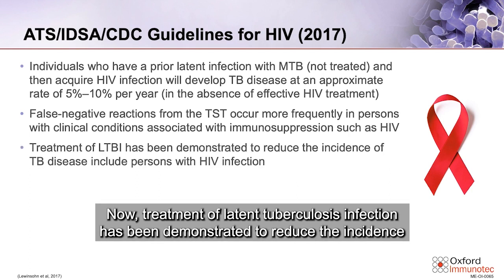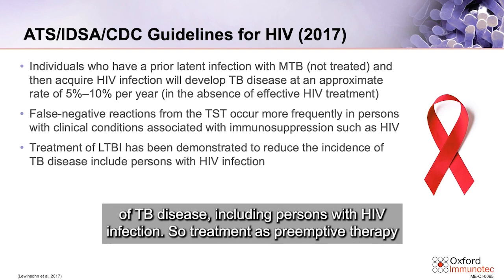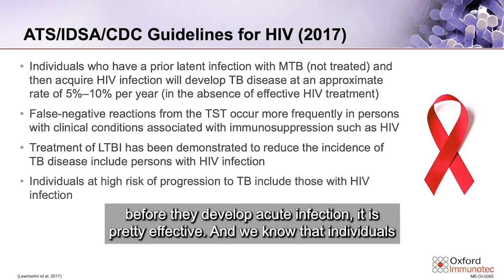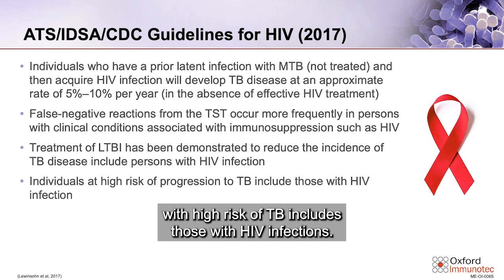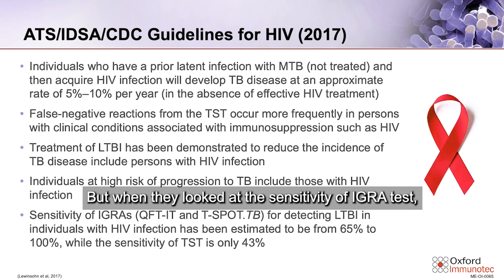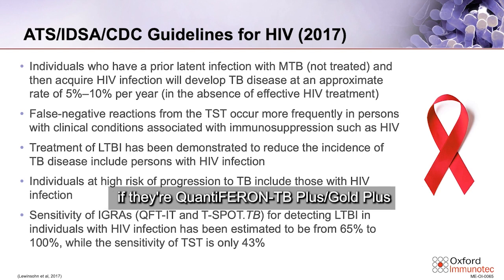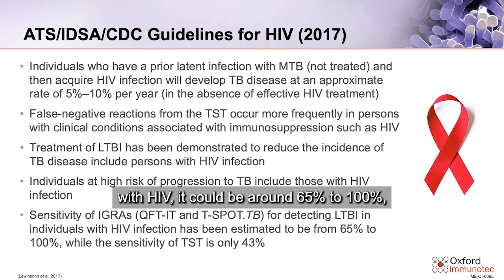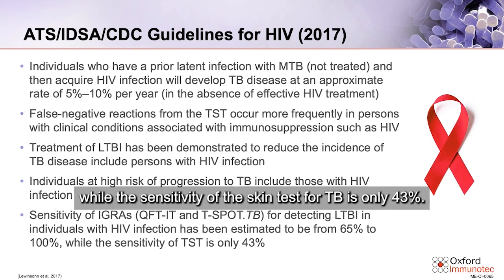Now, treatment of latent tuberculosis infection has been demonstrated to reduce the incidence of TB disease, including in persons with HIV infection. So treatment as preemptive therapy before they develop active infection is pretty effective. And we know that individuals at high risk of progression to TB include those with HIV infection. But when they looked at the sensitivity of IGRA tests, either QuantiFERON-TB Gold Plus or T-spot TB testing, to detect LTBI in patients with HIV, it could be around 65 to 100%, while the sensitivity of the skin test for TB is only 43%.